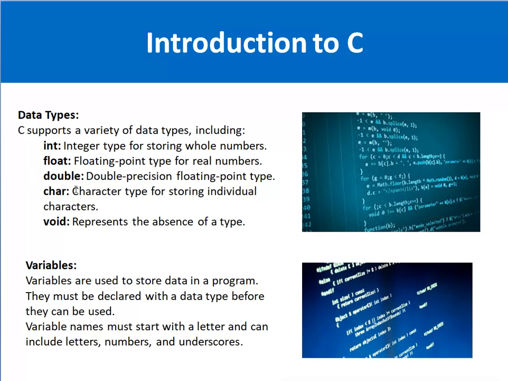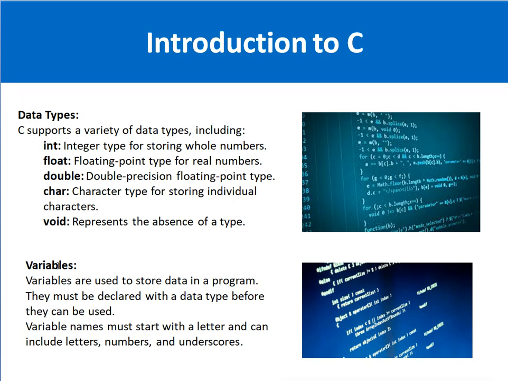Then double is the double precision floating point type, so basically it's the double of the float, or you can say more of an extension of the float data type. Then char is the character data type for storing individual characters. For example ABC, XYZ, so this is an example of char. Then void represents the absence of a type actually. So when there is no specific data type we can define, then we call it a void.